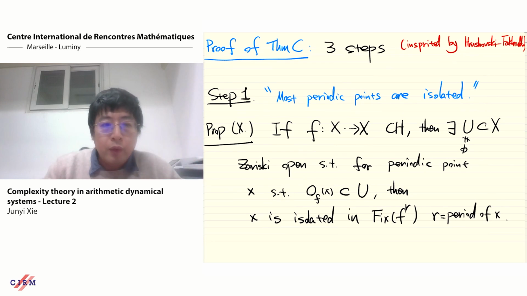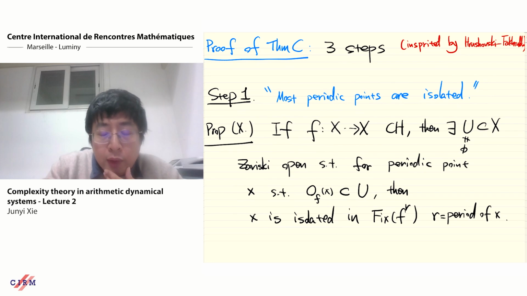So we have the following proposition. If f is cohomologically hyperbolic, then there is a non-empty Zariski open subset U such that for every periodic point x, if the whole orbit of x is contained in U, then x is isolated in the set Fix(f^r), where r is the period of x.